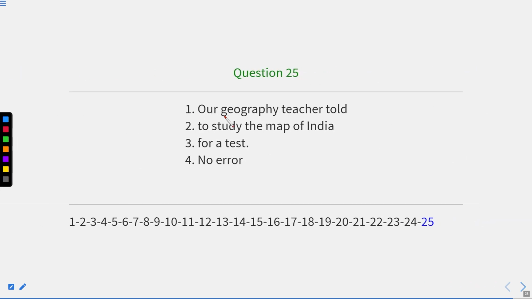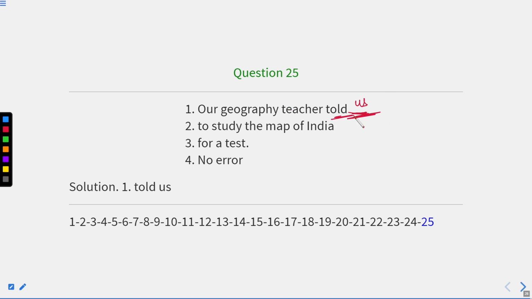Now let us move to question number 25. A geography teacher told to study the map of India for a test. Now, a geography teacher told to study. This told, we cannot use with the preposition to. A geography teacher told us to study. We need an object over here after the word told. Therefore, the error is in part first, because we need to write an object over here. Told us to study. Because we cannot say our geography teacher said to study. No, told us to study. We need an object over here because told is a transitive verb.